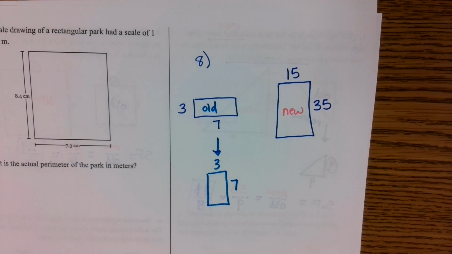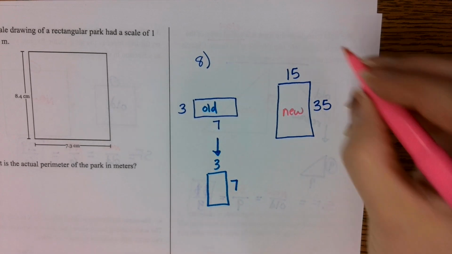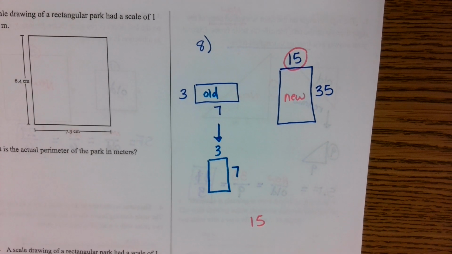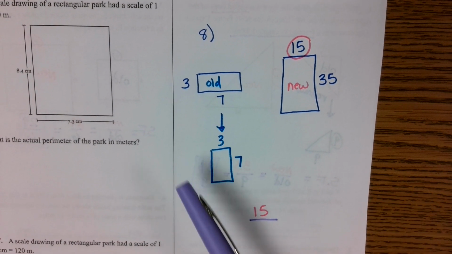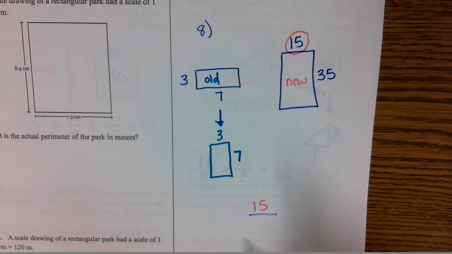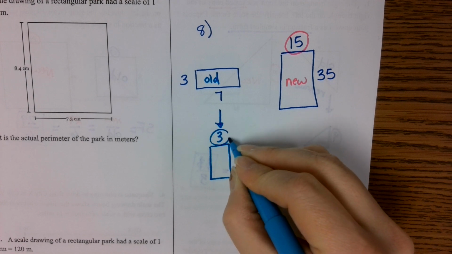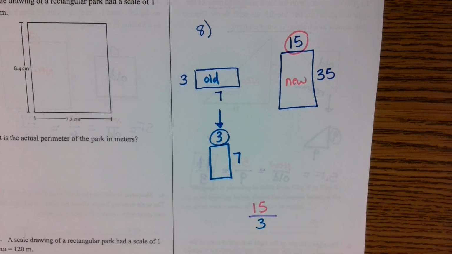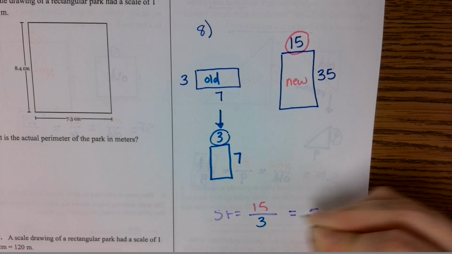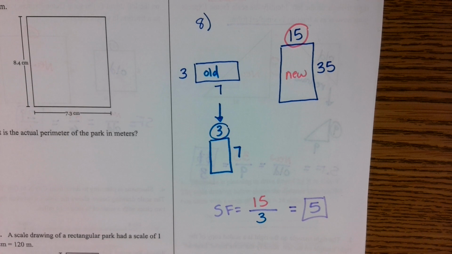Then we just pick one of the measurements. So if I pick, let's say I pick 15 as my new, what measurement do I have to pick from my old? If I pick 15, which one of these do I have to pick from the old? 3. I have to pick the 3 from the old. So I'm going to do 15 over 3. 15 over 3 simplifies to a 5. There's my scale factor. Everybody clear about that? You must make sure that you rotate your picture, or one of them, so that they are facing the same direction, and don't forget to properly label.